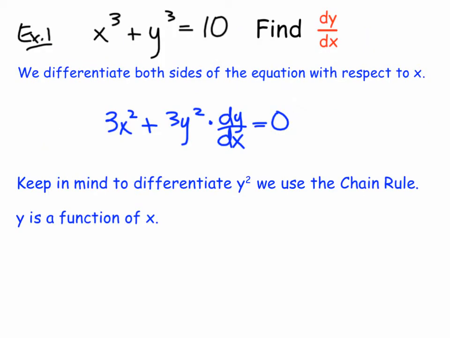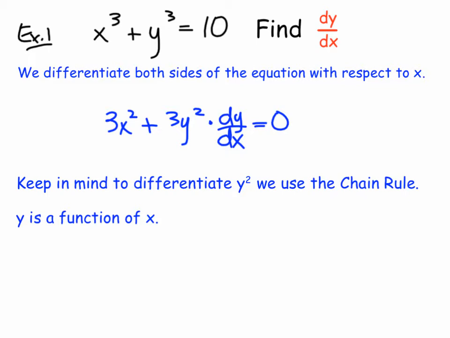So here we have our first example. X cubed plus y cubed equals 10. And we need to find dy over dx. So we differentiate both sides of the equation with respect to x. So you're good at taking the derivatives by now. So x cubed becomes 3x squared plus 3y squared times dy over dx equals 0, because the derivative of a constant equals 0.